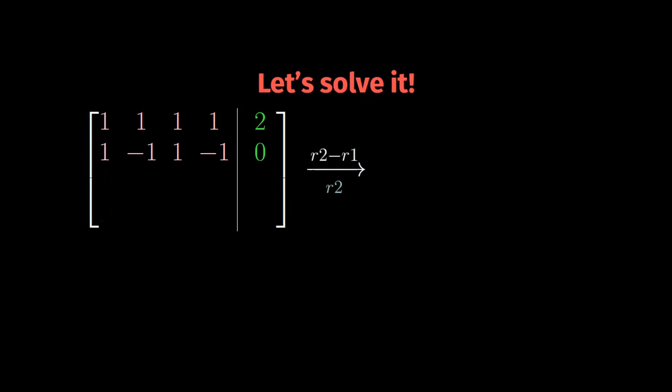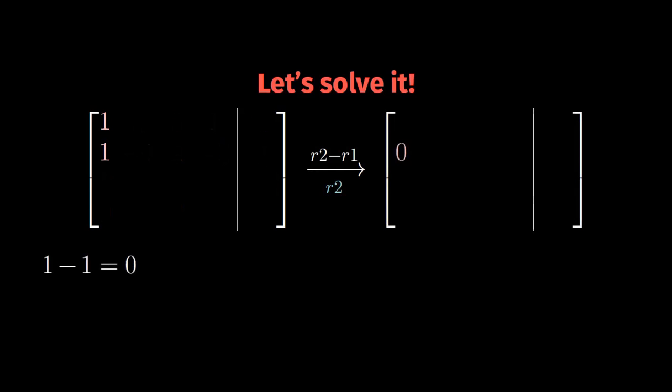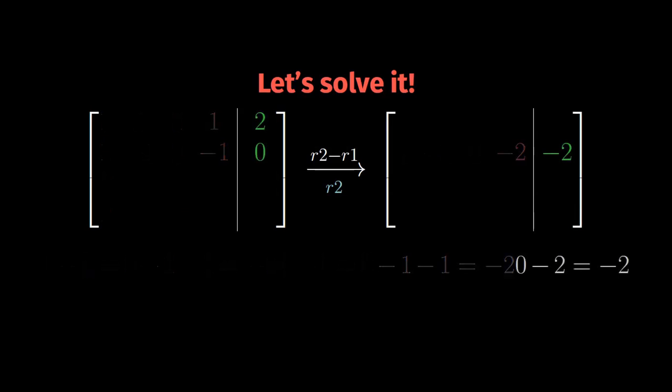Let's start by eliminating the first number of the second row, this number 1, using only the operations recalled before. So here we do row 1 minus row 2, and the result will be written in the new row 2. Then we will copy the other rows unchanged. Let's go. We have 1 minus 1, which is equal to 0. Minus 1 minus 1, which is equal to minus 2. 1 minus 1, which is equal to 0. Minus 1 minus 1, which is equal to minus 2. And finally, 0 minus 2, which is equal to minus 2.